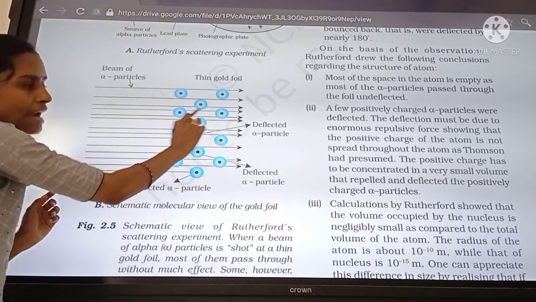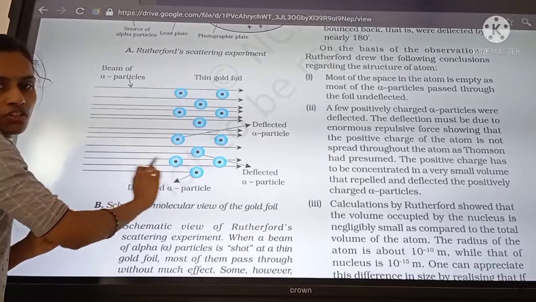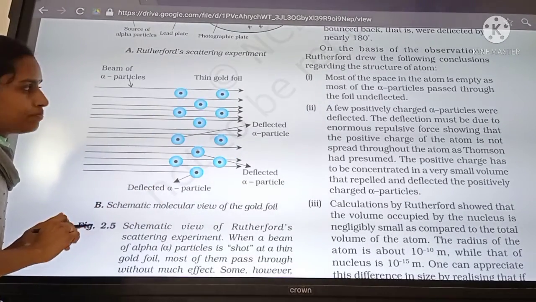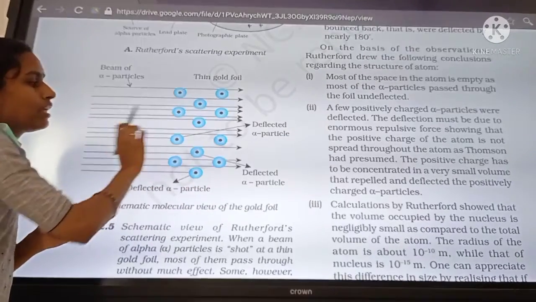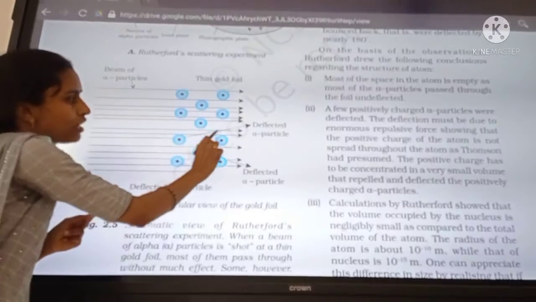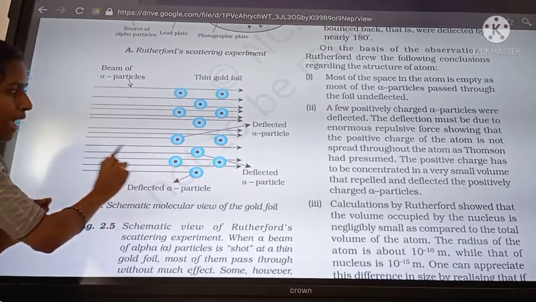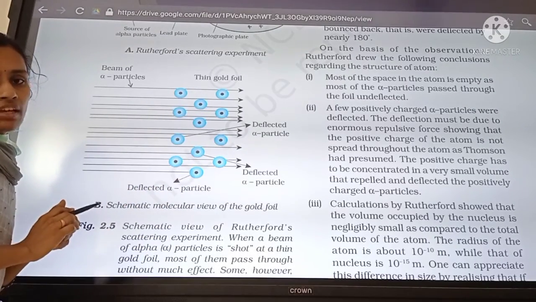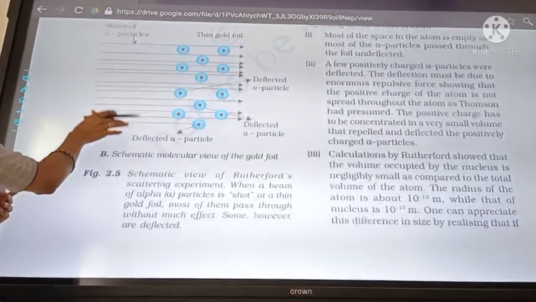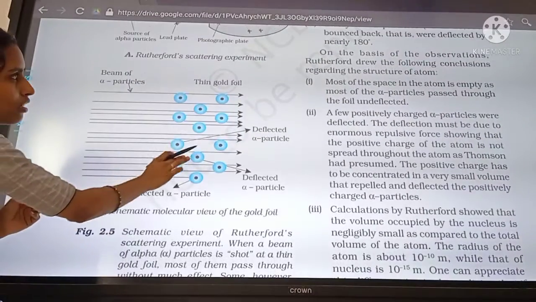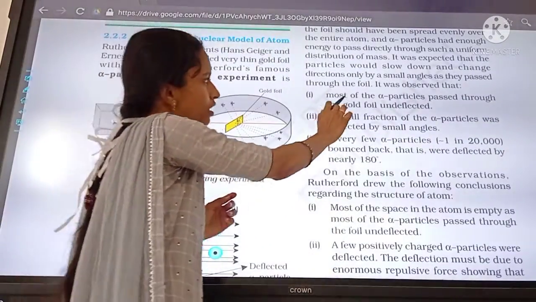So here these are gold atoms. Most are passed through the gold foil without deflection, and some are deflected by some angle, which means they are near the nucleus. That's why they are deflected by a very small angle. Some are deflected so much that they come back at 180 degrees, which means the nucleus is located at that part. So this is the Rutherford experiment, and he has given these observations.